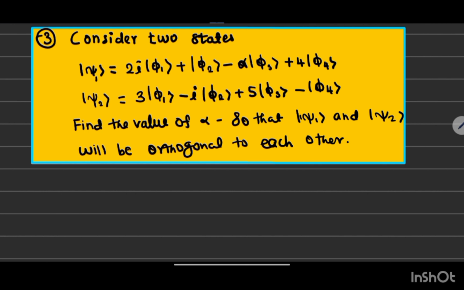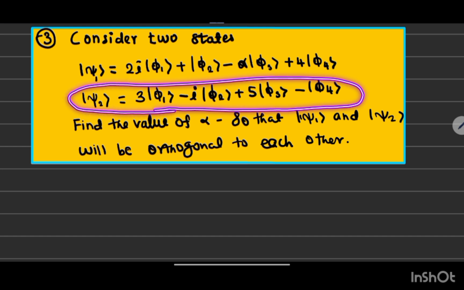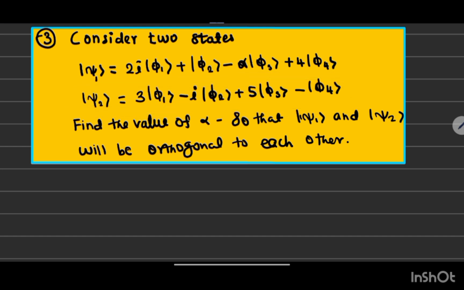In the third problem, two ket vectors are given, psi 1 and psi 2, as a linear superposition of four orthonormal vectors phi 1, phi 2, phi 3, phi 4. Here you can see the second vector is also given as a linear superposition of the four orthonormal base vectors. In the first vector psi 1, there is one unknown constant alpha, and in this question our aim is to find the value of alpha so that psi 1 and psi 2 will be orthogonal to each other. Okay, let's find.